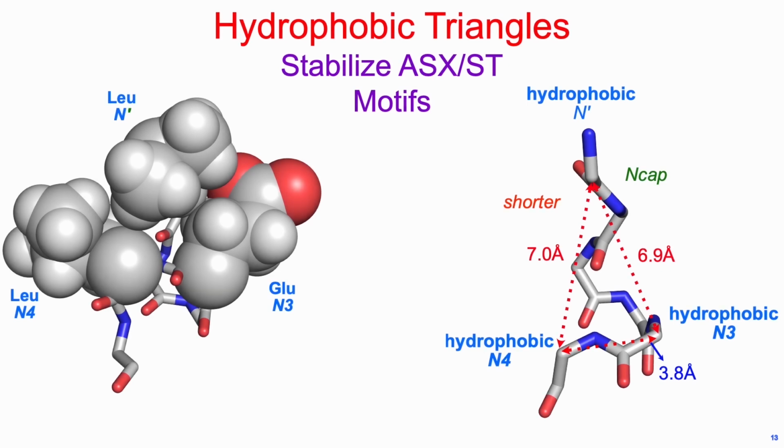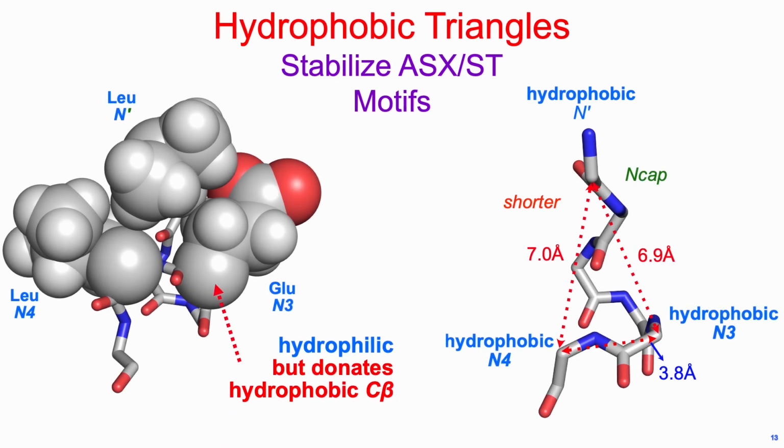Well, the reason is those hydrophilic residues can donate a hydrophobic C-beta methylene, and that packs against, in this case, an N' leucine and an N4 leucine to give a hydrophobic triangle. It leaves the glutamic acid side chain outside of that packing to form hydrogen bonds.